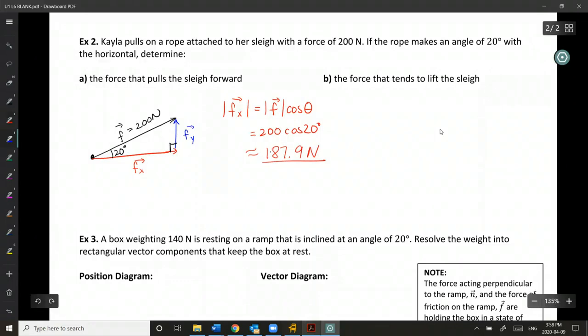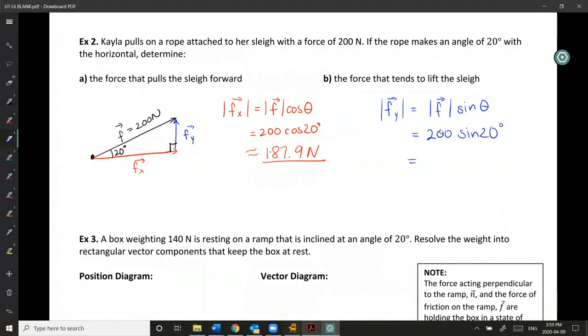And then because she's not exactly pulling at a complete horizontal pull, she also is kind of lifting the sled a little bit, and that's going to be our vertical force, or the force in the y direction, which we'll calculate by doing the magnitude of the force times the sine of the angle that the sled is being pulled at. So entering this into our calculator, keep putting equal signs here, but these are more approximations. This is approximately equal to 68.4 newtons.